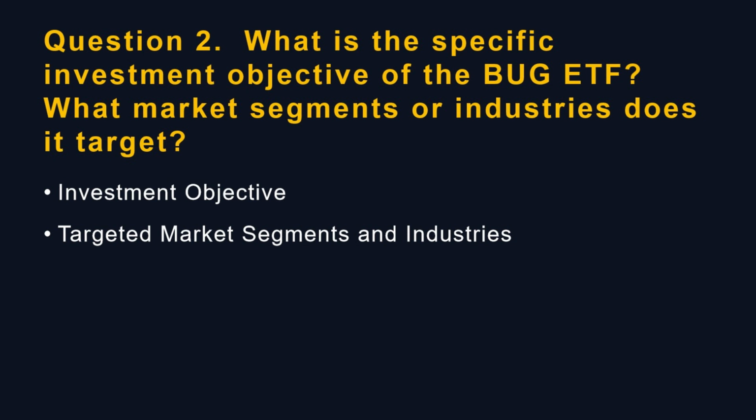Investment objective: track index performance. BUG seeks to deliver investment results that generally correspond to the price and yield performance, before fees and expenses, of the INC Cybersecurity Index. This means the ETF aims to mirror the performance of the chosen index as closely as possible. Targeted market segments and industries.